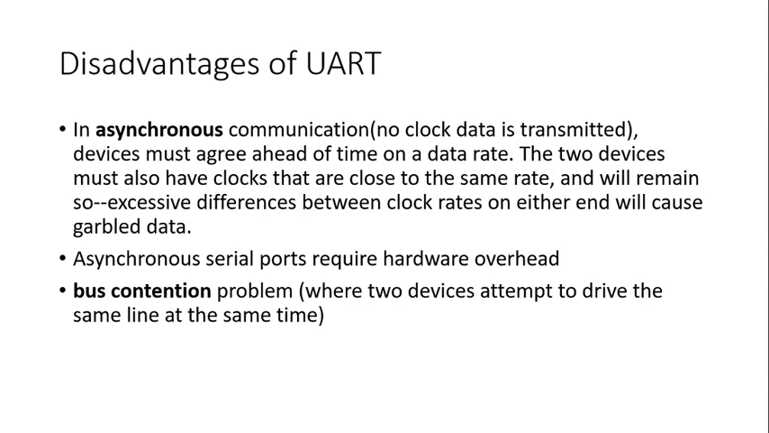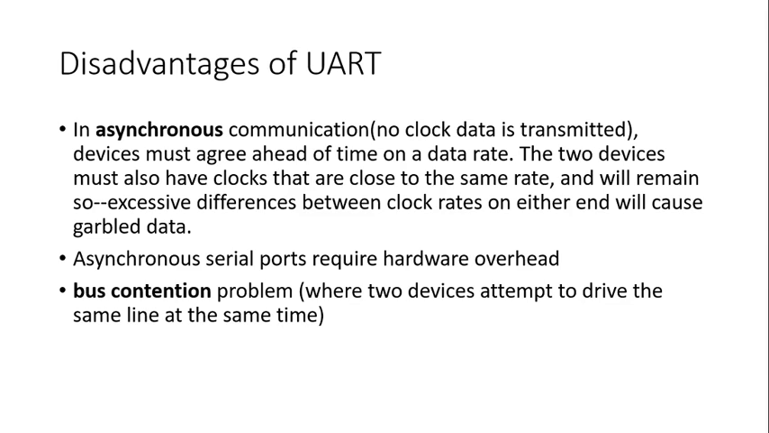Basically, we will see what the disadvantages of UART and SPI are, and then we will go to the I2C. So what are the disadvantages of UART? In UART, it is asynchronous communication. It means no clock data is transmitted. Devices must agree ahead of time on a data rate.